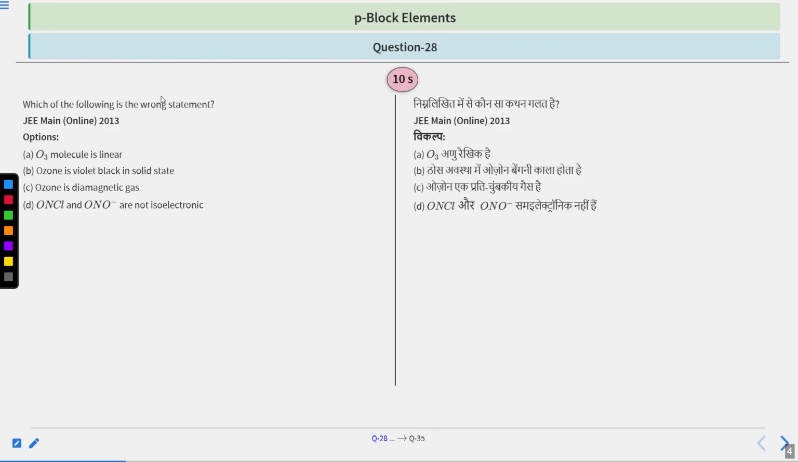Which of the following is the wrong statement? Options are: O3 molecule is linear; ozone is violet black in solid state; ozone is diamagnetic gas; ONCl and ONO negative are not isoelectronic. You have to select the wrong statement from the options. You have 10 seconds to solve this question. After that, we will see the answer.